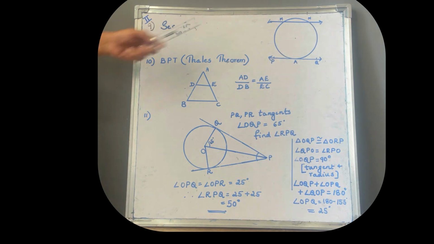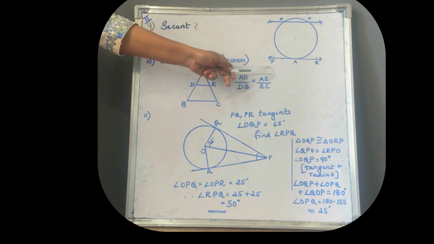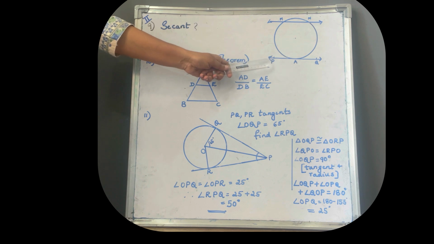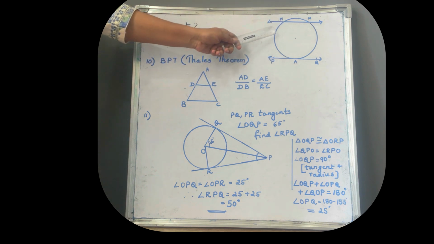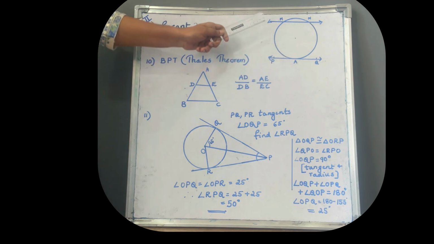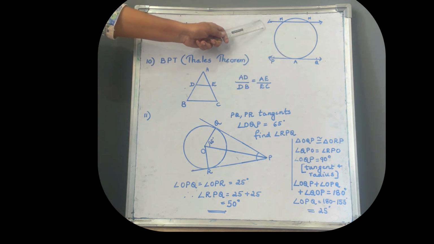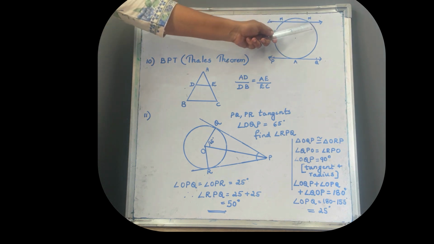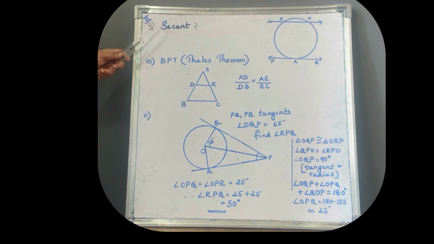So in this circle, PQ is a tangent. The point of contact of PQ with the circle is 1, and that is A. And here this line is a secant because it passes through the circle, intersecting it at 2 points M and N. So secant definition is any line which passes through a circle, intersecting it at 2 points.